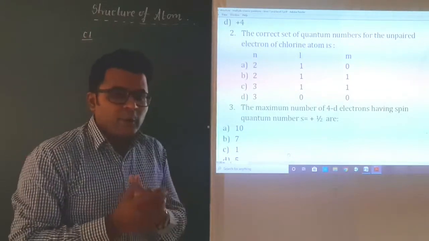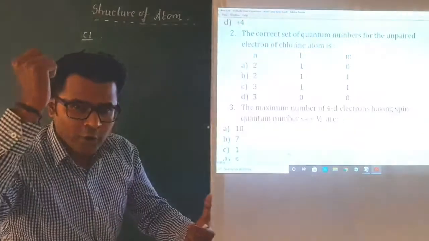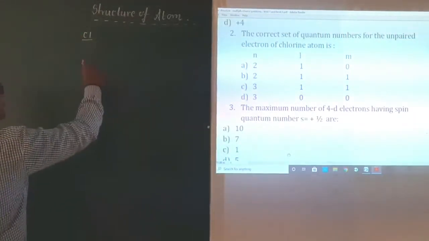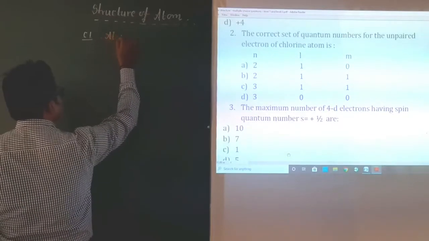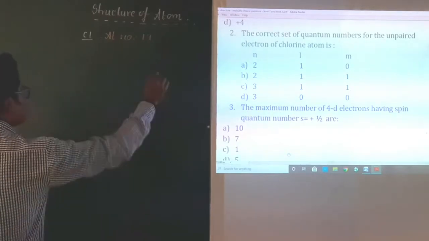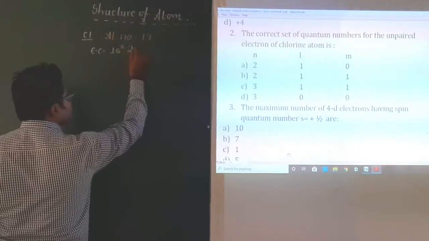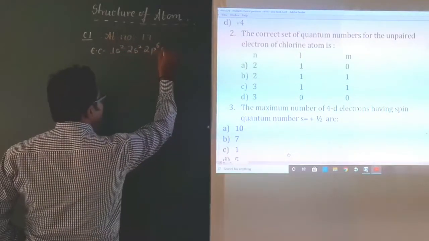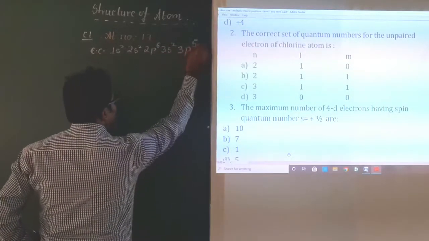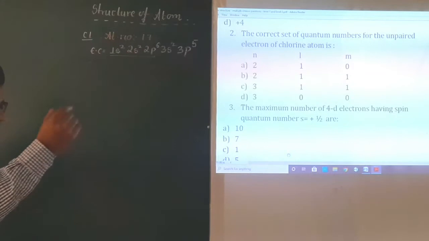First thing is that we need to understand the atomic number. Once you have the atomic number, you can go for the electronic configuration. Once you have the electronic configuration, the entire answer lies in that. Let's not look into the options yet. The atomic number of chlorine is 17, right? So the electronic configuration is 1s2, 2s2, 2p6, 3s2, 3p5. Let's count: 10, 12, 12 plus 5, 17, right?